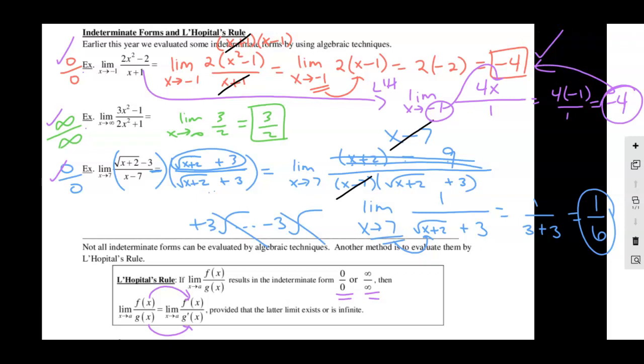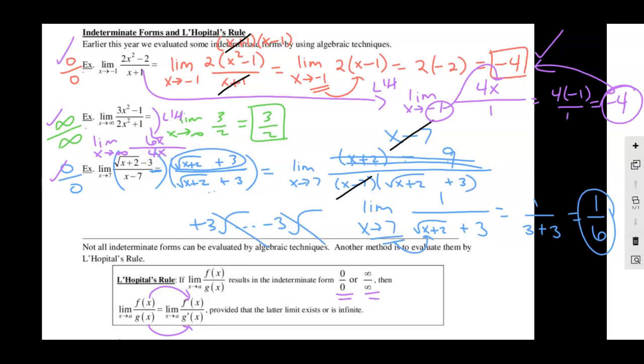Let's look at the next one. Right here, we got the infinity over infinity. So we could use L'Hopital's rule, which means I'm going to keep that same limit, but I would just take the derivative on the top, take the derivative on the bottom, and then we would try. The derivative on the top would be 6x. Derivative on the bottom would be 4x.